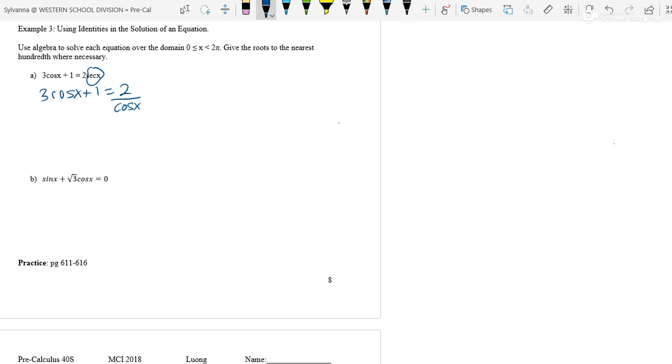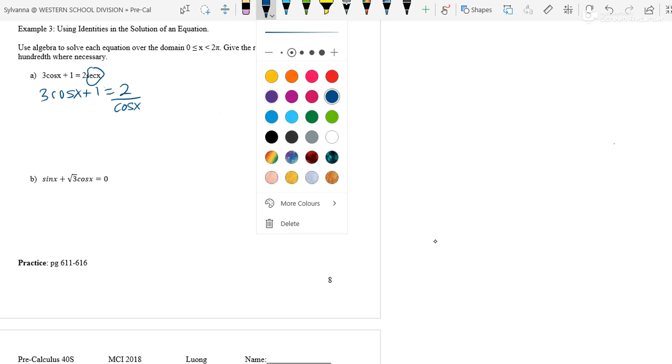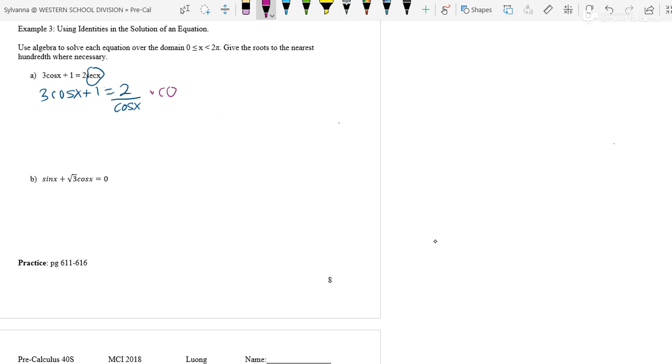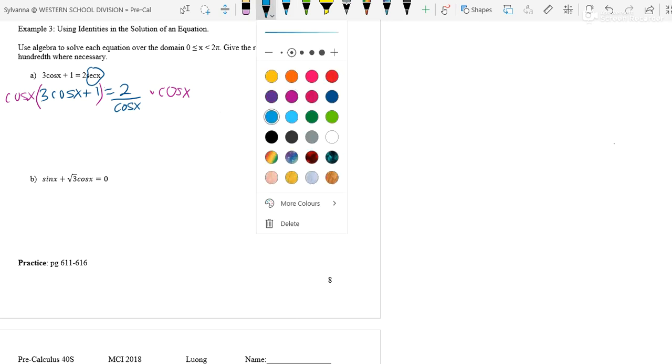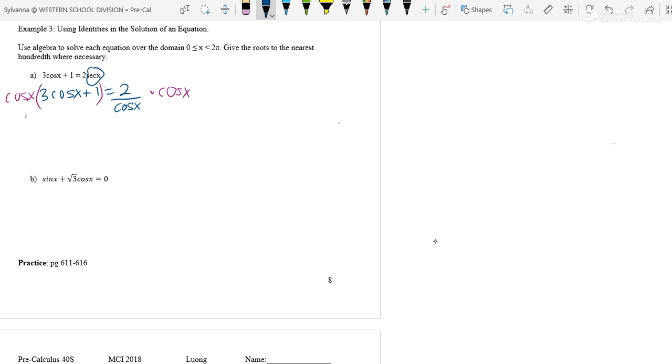Now my problem here, I have a fraction, and I don't really like fractions, so I'm going to get rid of that by multiplying both sides by cos x. Now I'll get rid of the fraction on one side, but then I have to multiply to the other side, and I'm multiplying to everything. So put that bracket in. Okay, so if I expand on this side here, that would be 3 cos x squared plus cos x, and then I'm just left with 2 on the other side.